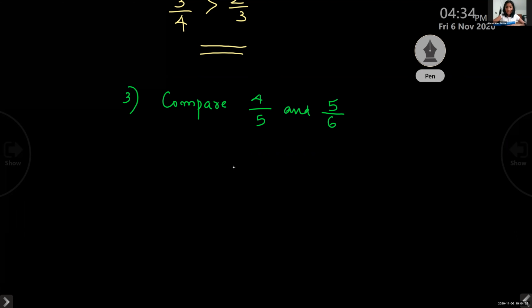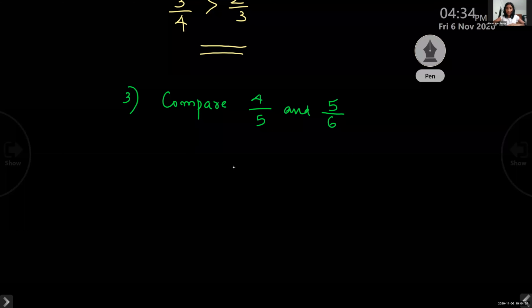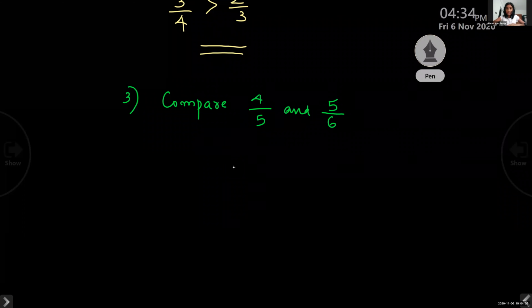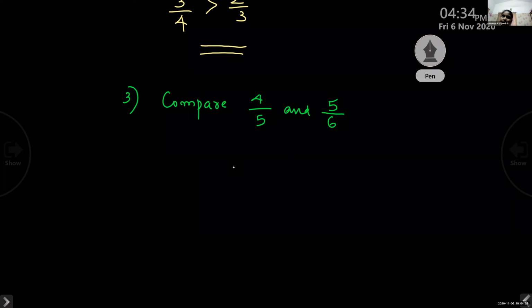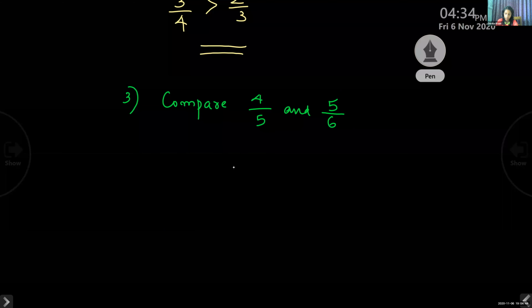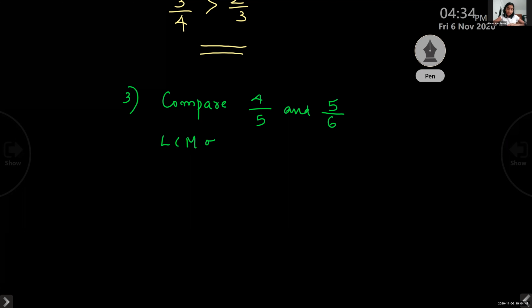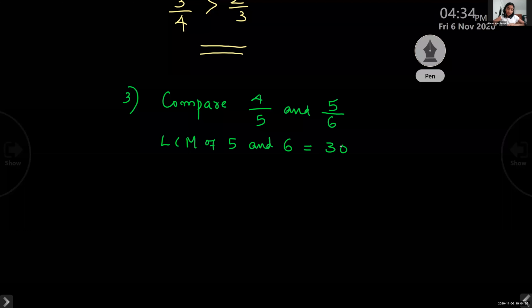Ma'am, we finished. So how did you do? Can somebody please explain? First we have to find the LCM. There are no common factors, so we can just multiply. The LCM is 30. Then we have to convert the denominators into 30.